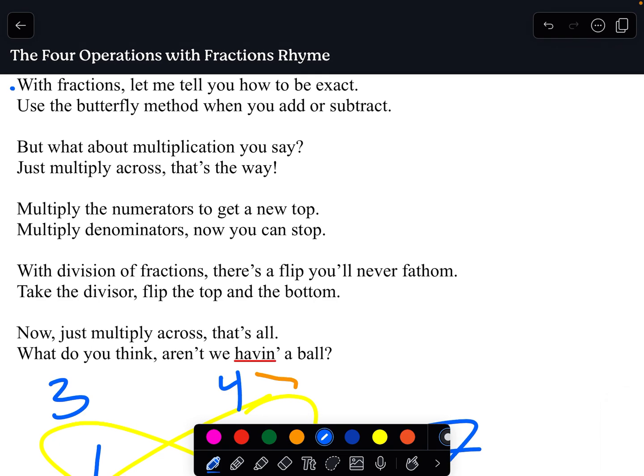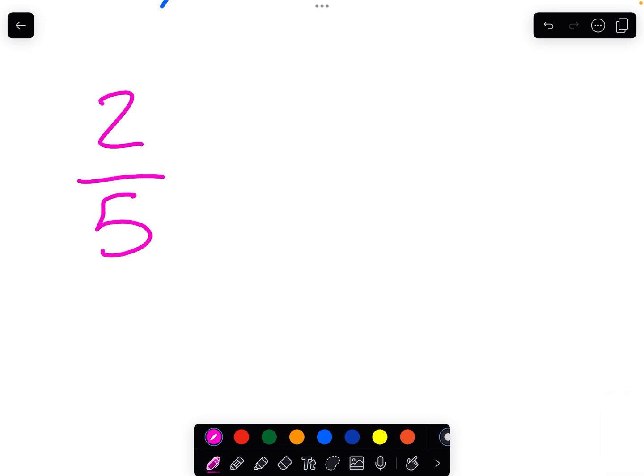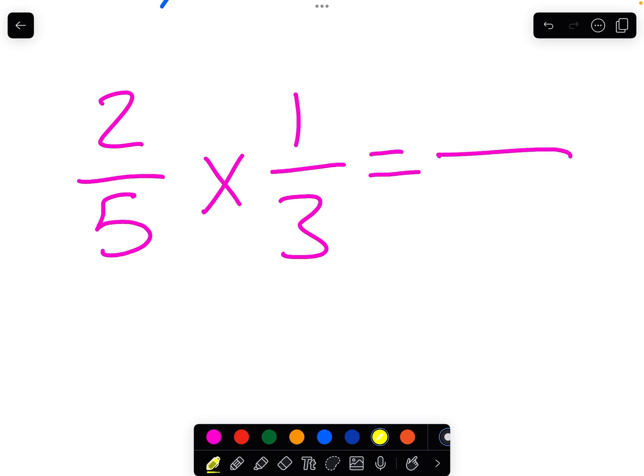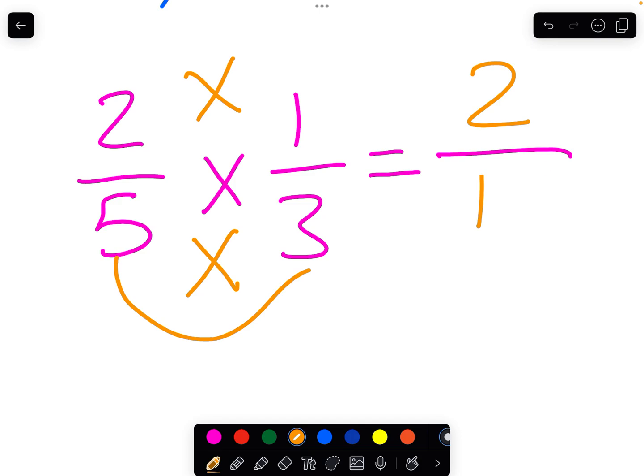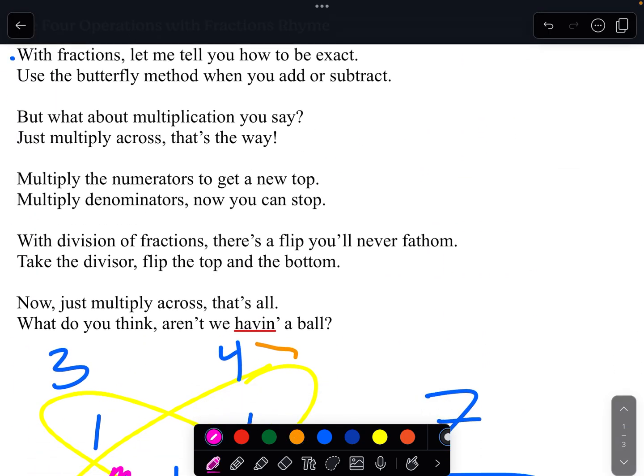All right, so it goes: With fractions, let me tell you how to be exact. Use the butterfly method when you add or subtract. Next part. But what about multiplication, you say? Just multiply across. That's the way. So let's say I have 2/5 times 1/3. Well, we just multiply the numerators. 2 times 1 is 2. And then we multiply the denominators. 5 times 3 is 15. Our answer is 2/15. That's it.